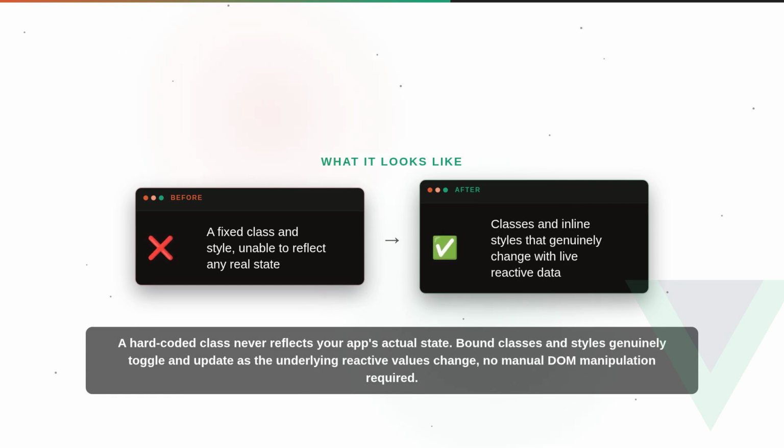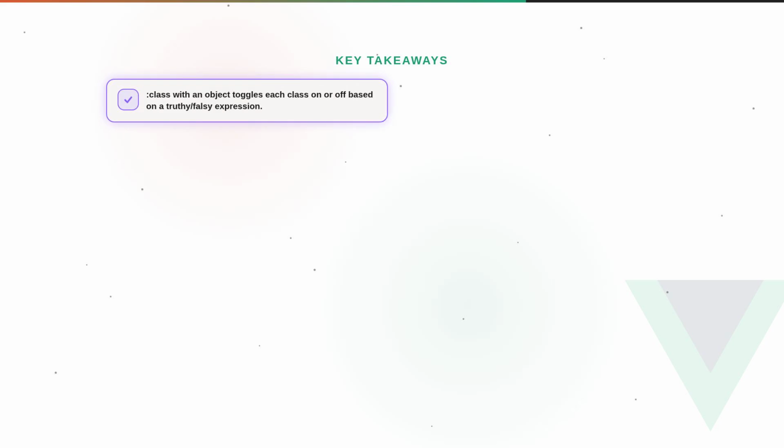Bound classes and styles genuinely toggle and update as the underlying reactive values change, no manual DOM manipulation required. Class with an object toggles each class on or off based on a truthy-falsy expression. Class with an array combines several class expressions, static or dynamic, together.